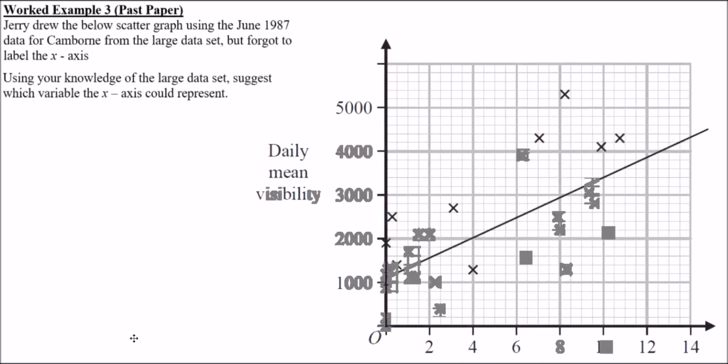Worked example 3 is one I've just taken and adapted from an actual past paper. It says here that Jerry drew this scatter graph below using the June 1987 data for Camborne from the large data set, but oh dear, he forgot to label the x-axis. Using your knowledge of the large data set, suggest which variable the x-axis could represent.